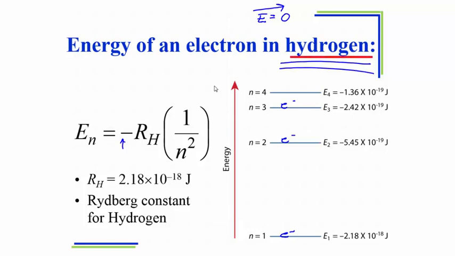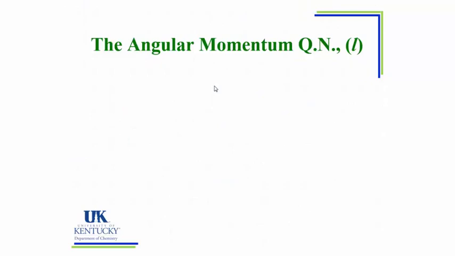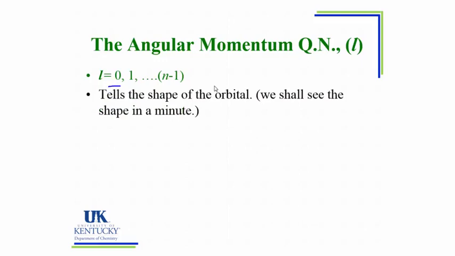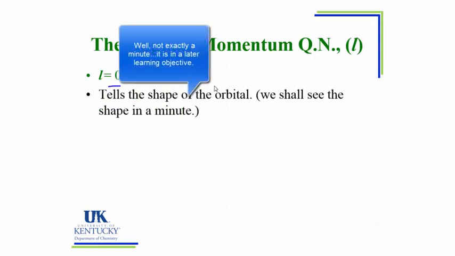Okay, let's go to the next quantum number. The next quantum number is the angular momentum quantum number, and it's abbreviated with an L. Now, the angular momentum quantum number is related to the principal quantum number in this way. An L value can be anywhere from 0 up to a value of 1 less than your n, up to n minus 1. This value is going to tell you the shape of the orbital, and we're going to see the shapes in a little bit, but it's going to tell you the general shape of that orbital.